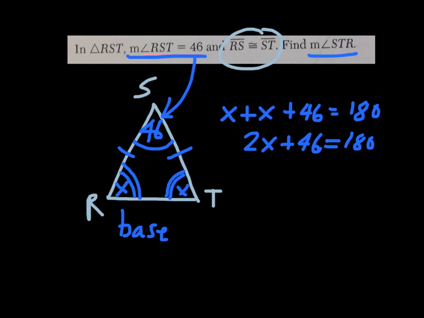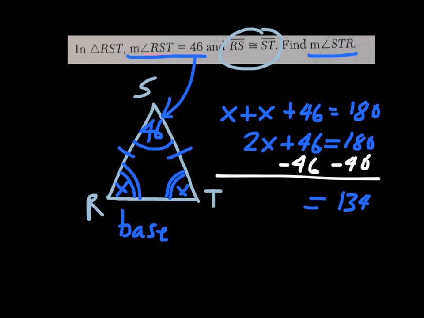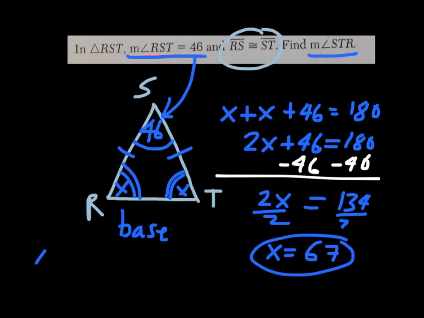Subtracting 46 from both sides gives me 134. And dividing 134 in half gives me 67 degrees. And I can check that by plugging back in: 67 plus 67 plus 46 does equal 180.